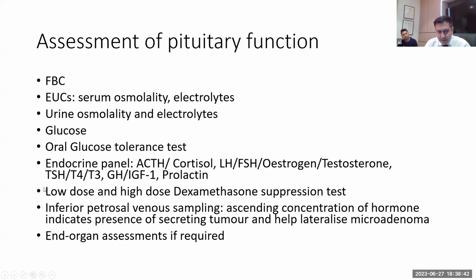And then we talk a bit more specifically about the low dose and high dose dexamethasone suppression test, and inferior petrosal venous sinus sampling. Sometimes, as part of our assessments, we also have to do scans of the abdomen, for example, to look for lesions in the adrenal gland, and thyroid scans, when we are suspecting whether the problem is arising from the pituitary or from the thyroid itself.